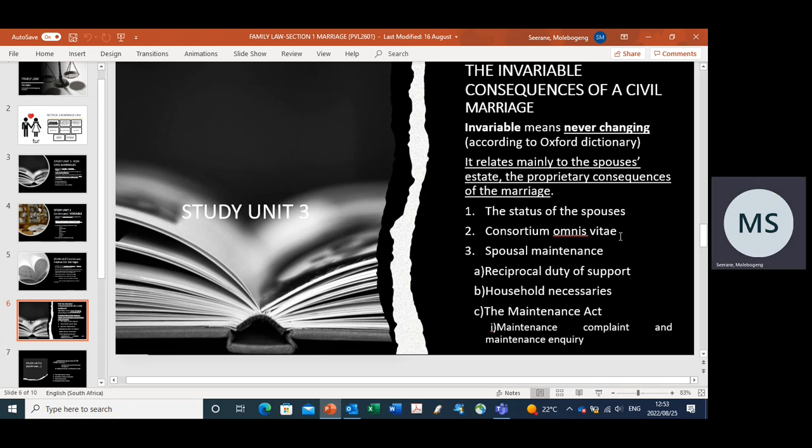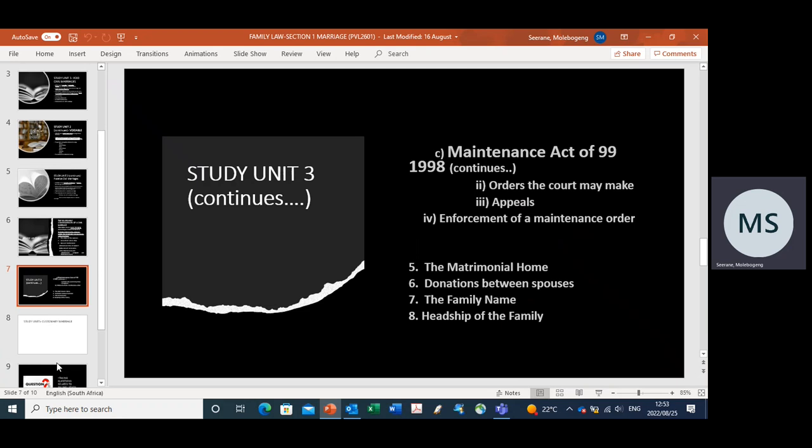factor, which contributes to the invariable consequences of a civil marriage, which is the spousal maintenance. Concerning the spousal maintenance, there are three factors involved. So we will also look at them, which is the reciprocal duty of support. The second one is the household necessities. And the third one is the Maintenance Act. In the Maintenance Act, it comprises of a maintenance complainant and maintenance inquiry. And it also contains an order that the court may make and also the appeal.